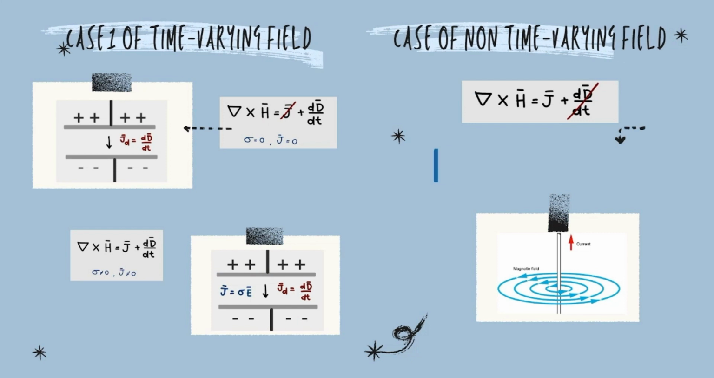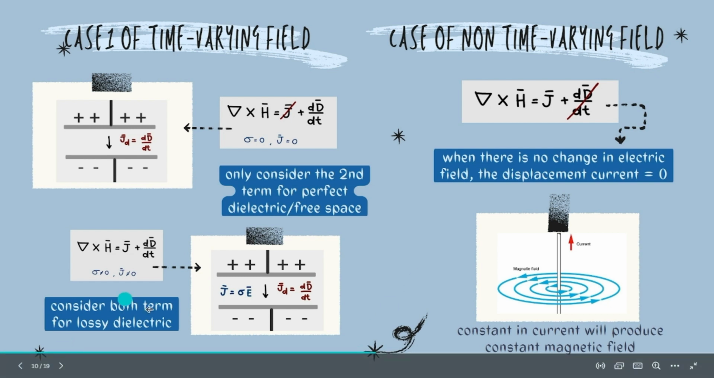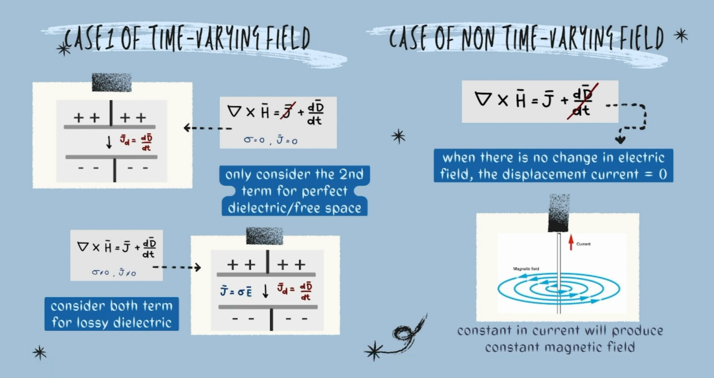So let's see the examples. Case 1 is the time varying field for the perfect dielectric. When we pass through a perfect dielectric, it is not a resistor, so the conductivity will equal 0. Therefore, J will equal 0, and the J element will be cancelled out. Second is the normal dielectric, which has a conductivity value, so the value of J will not equal 0. So it will remain in the final equation.